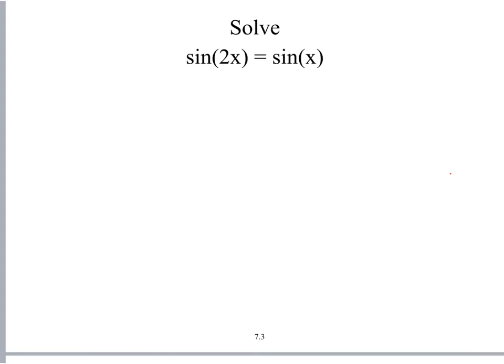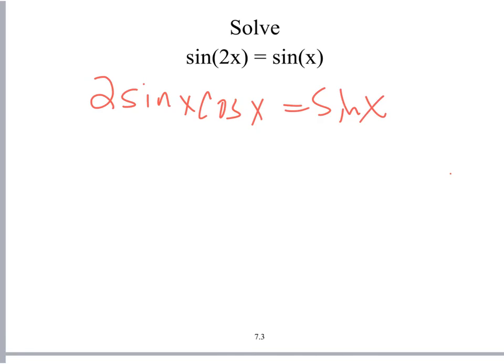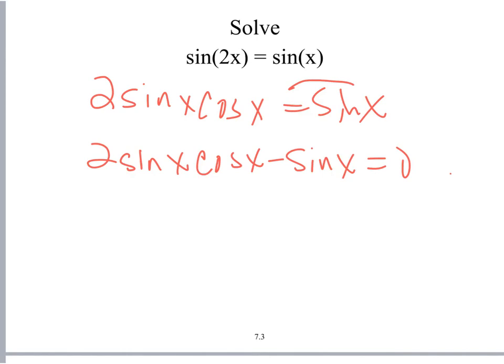So you're going to see the identity that says sine 2u equals 2 sine u cosine u. And that's equal to sine x. Then you can say, oh, I see a common factor, so what I'm going to do is just subtract sine x from both sides here. So 2 sine x cosine x minus sine x equals 0. I brought this over. Now I'm going to factor out sine x.